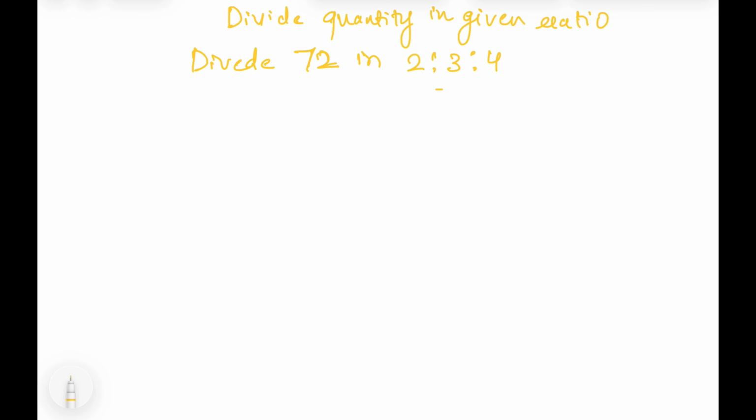Okay, so the first step here is we add the ratio so that we understand in how many parts this is divided. So when you add this, what do you get? 9, because 2 plus 3 is 5, plus 4 is 9. Now this is the total of all the ratios which is given, the total number of parts in which this 72 is being divided. But now do we want one part?